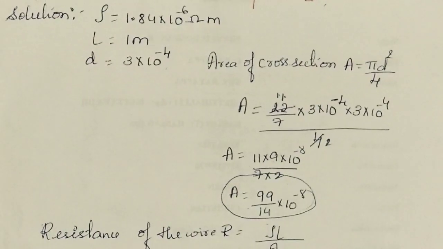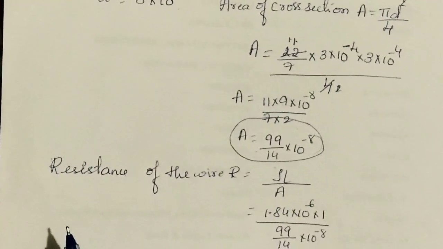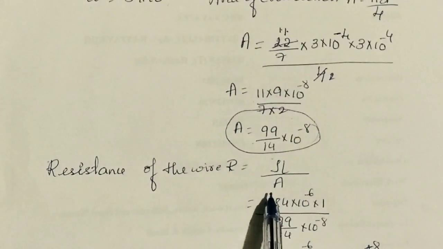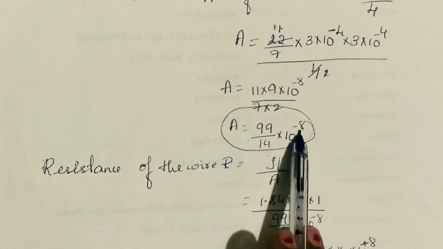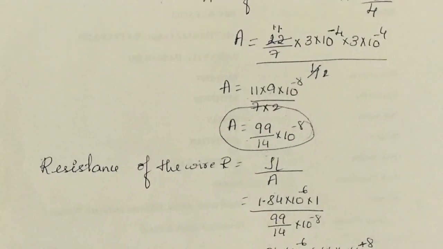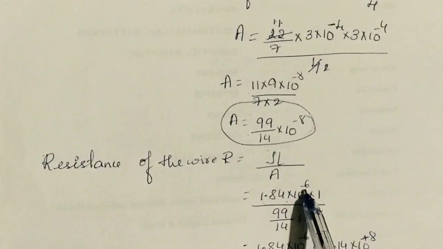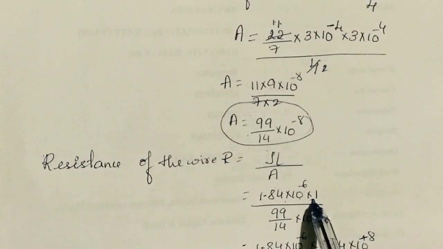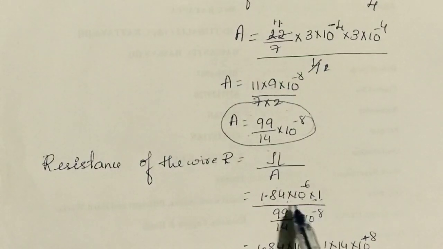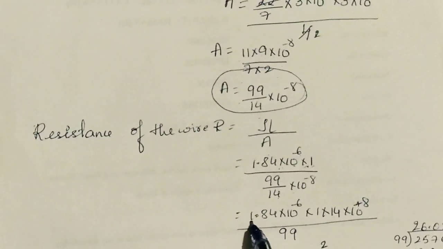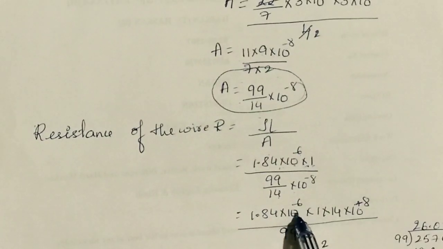Now we know the formula for the resistance of the wire. R is equal to rho L whole divided by A. Now we can substitute the value of A in the given formula. What is the value of rho, children? We know it is 1.84 into 10 to the power of minus 6. What is the value of L in this question? 1 meter. So, write 1 whole divided by 99 divided by 14 into 10 to the power of minus 8. So, 1.84 into 10 to the power of minus 6 into 1.